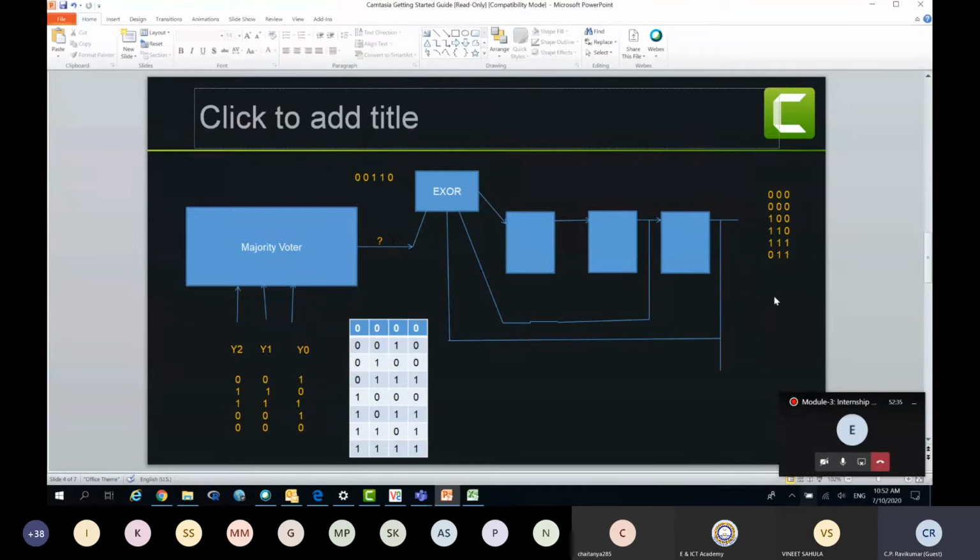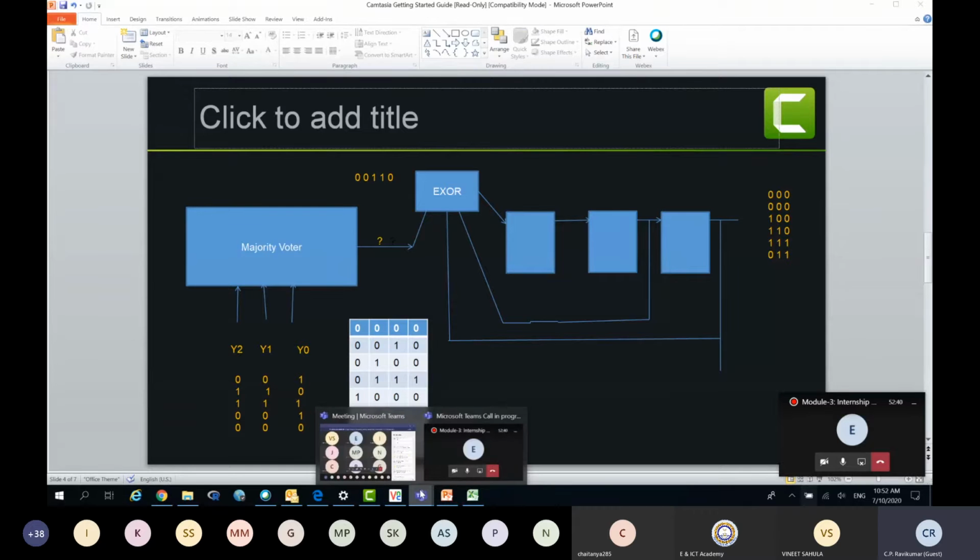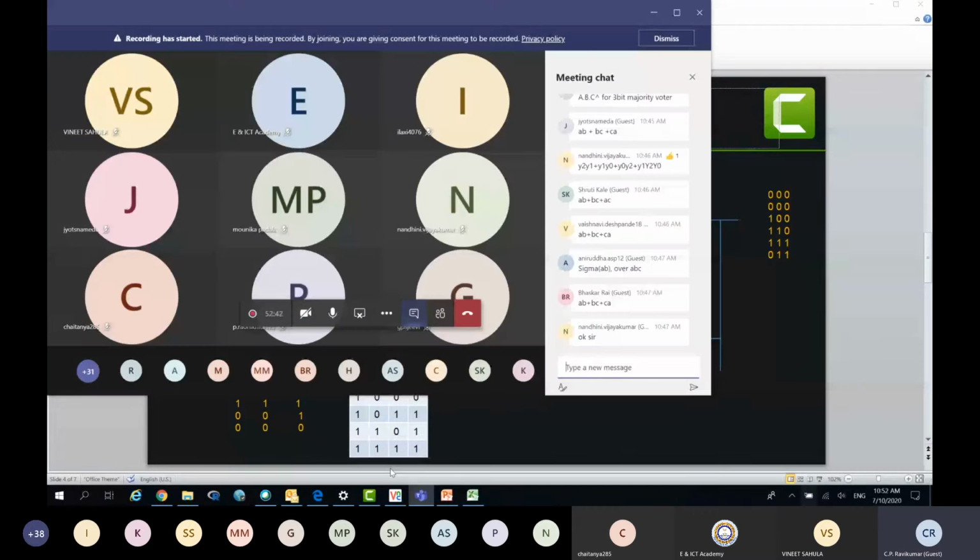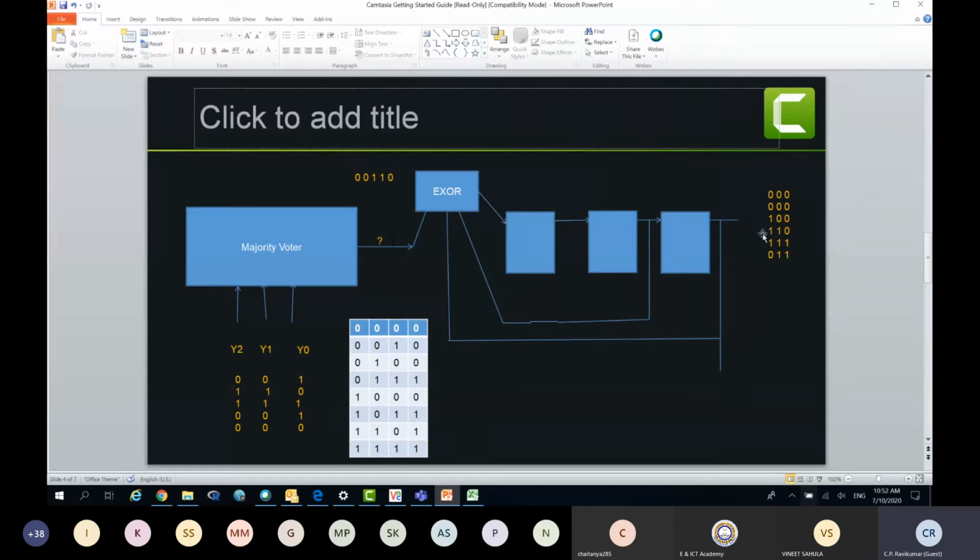Tell me if I have done this correctly. Can you verify? Okay. Nandini is saying, okay, sir. I don't know what that is for. So tell me if my simulation is correct. Yes, sir. Jyotsna is saying it is correct. So Jyotsna has given me a pass.